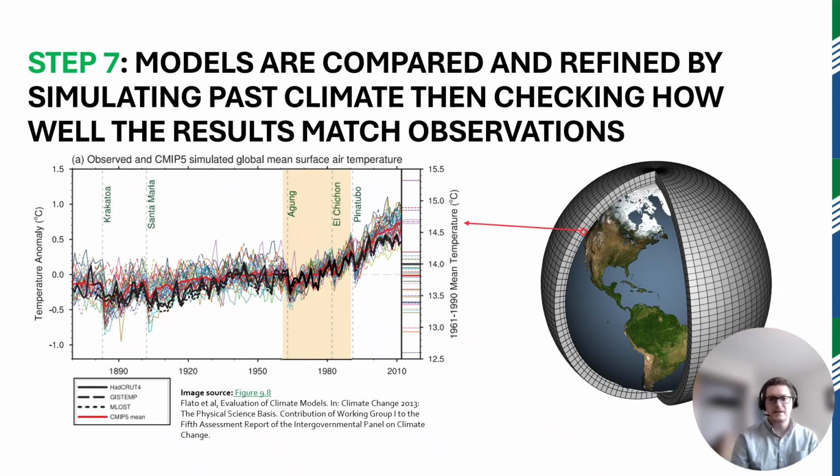Models are then compared and refined by simulating the past climate and checking on how well the results match observations. In the figure you see here, the black trend lines in the graph show the Earth's observed mean temperature from 1870 to 2012. The red line shows the average result of many computer simulations of the Earth's past climate over that same span. As the model output begins to match real-world observations, scientists can gain more and more confidence in the understanding of the climate system and their ability to simulate how it works.